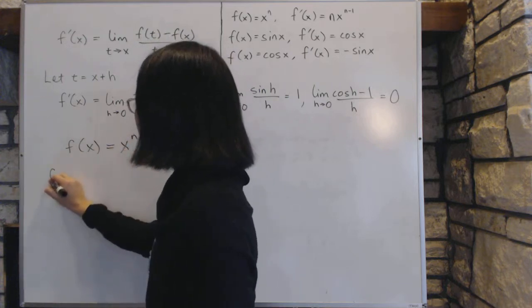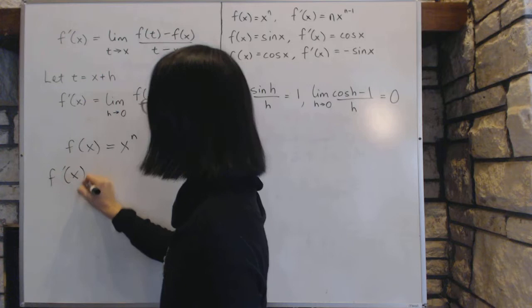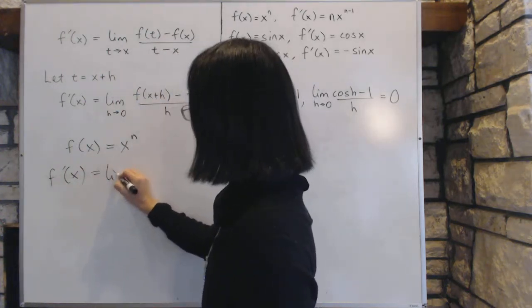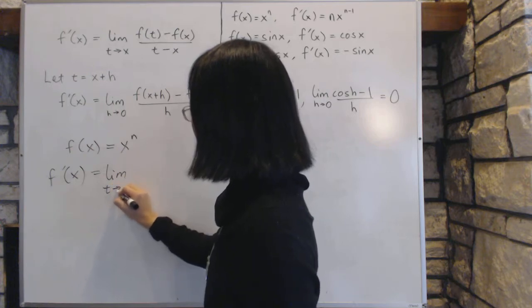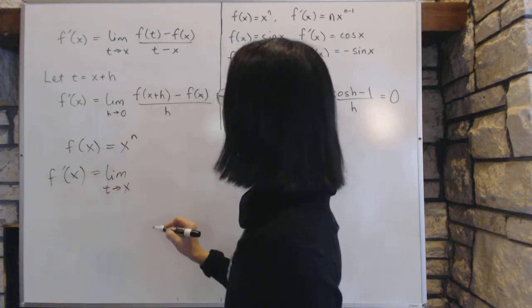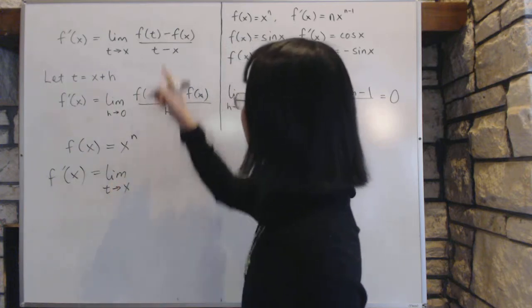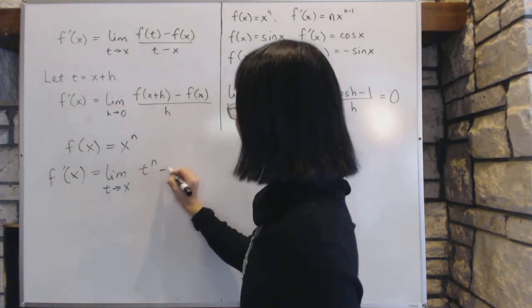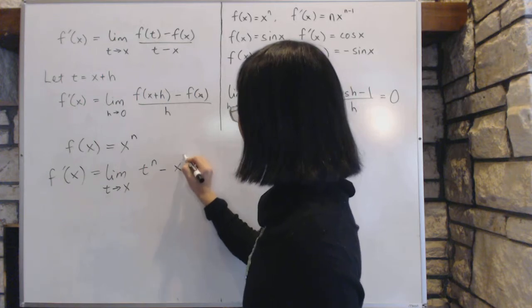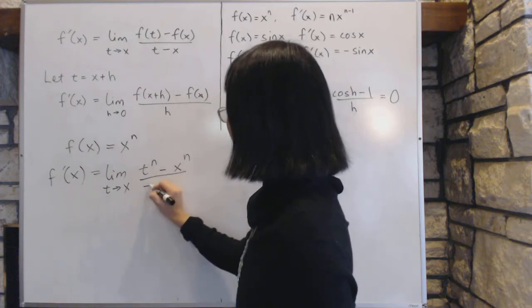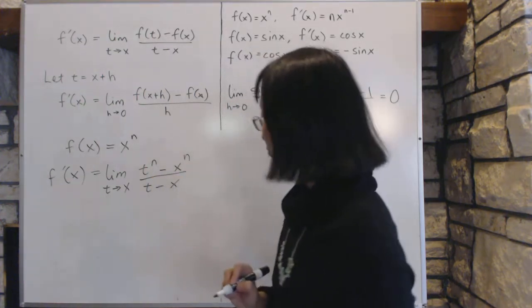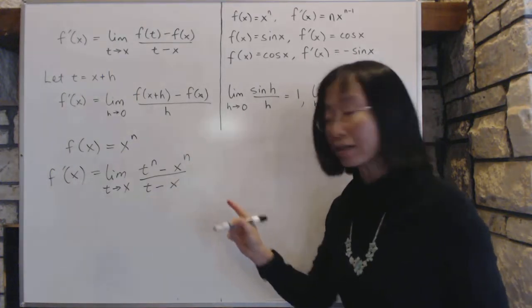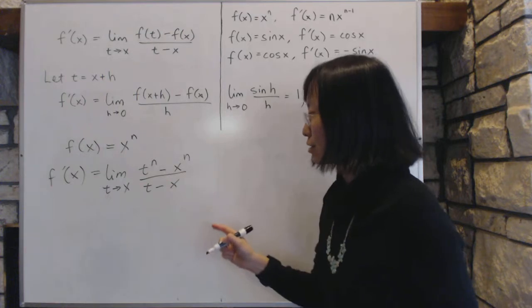To calculate the derivative of x to the power n, we will do exactly as by the definition. So f(x) equals x to the power n. That means f prime of x, by the first definition, we'll copy it down, is the limit as t goes to x of t to the power n minus x to the power n, divided by t minus x.